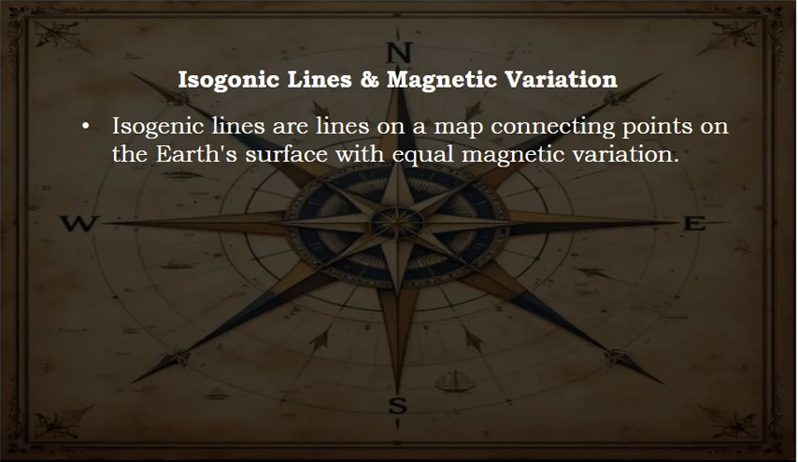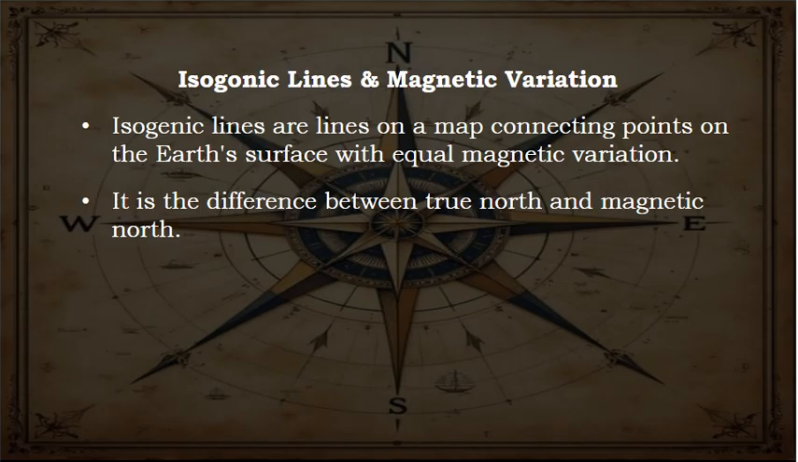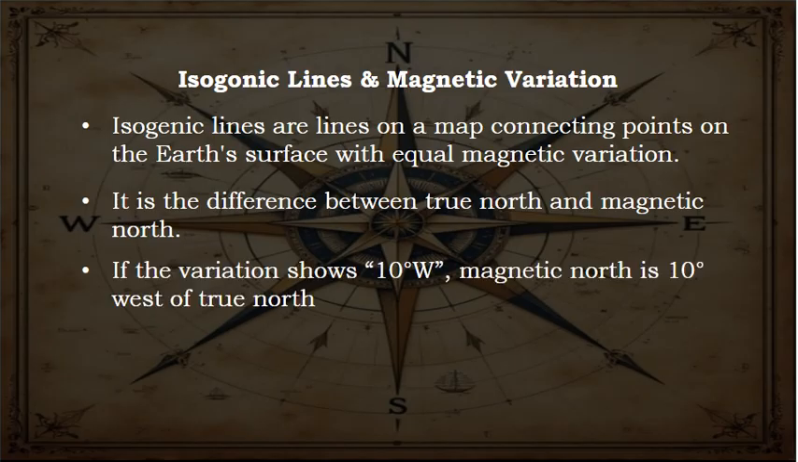Isogenic lines are lines on a map connecting points on the Earth's surface with equal magnetic variation. It is the difference between true north and magnetic north. If the variation shows 10 degrees west, then magnetic north is 10 degrees west of true north.